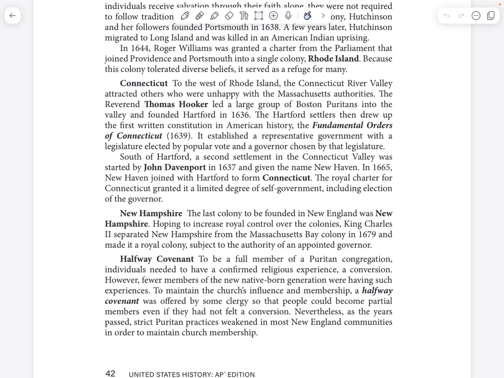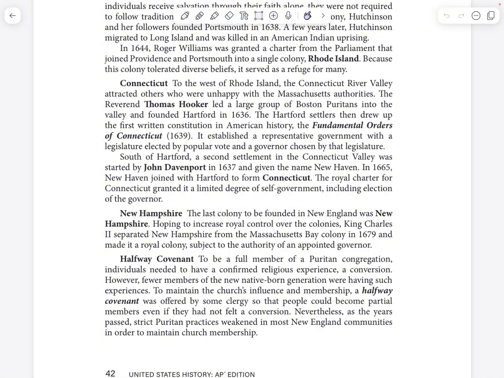South of Hartford, a second settlement in the Connecticut Valley was started by John Davenport in 1637 and given the name New Haven. In 1665, New Haven joined Hartford to form Connecticut. The Royal Charter for Connecticut granted it a limited degree of self-government, including election of the governor.